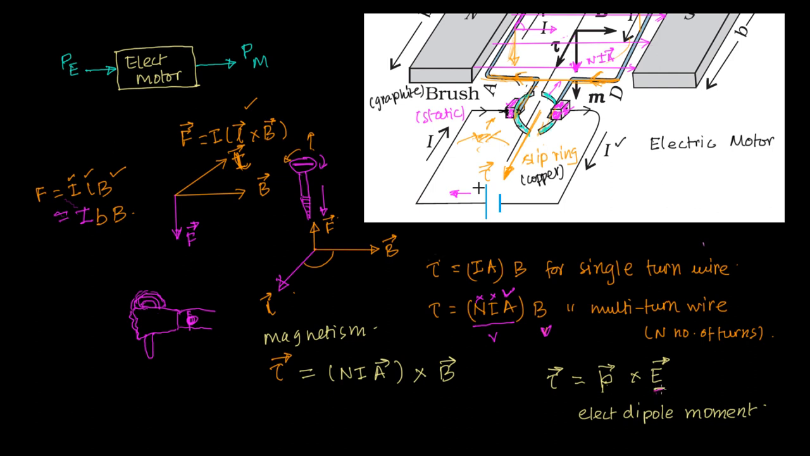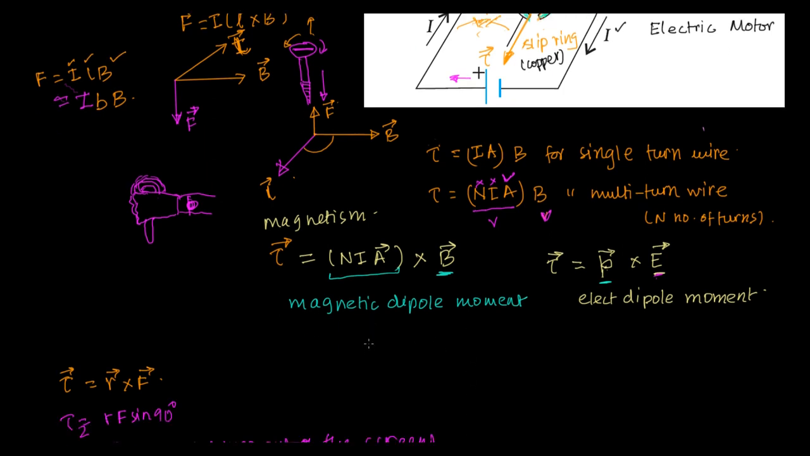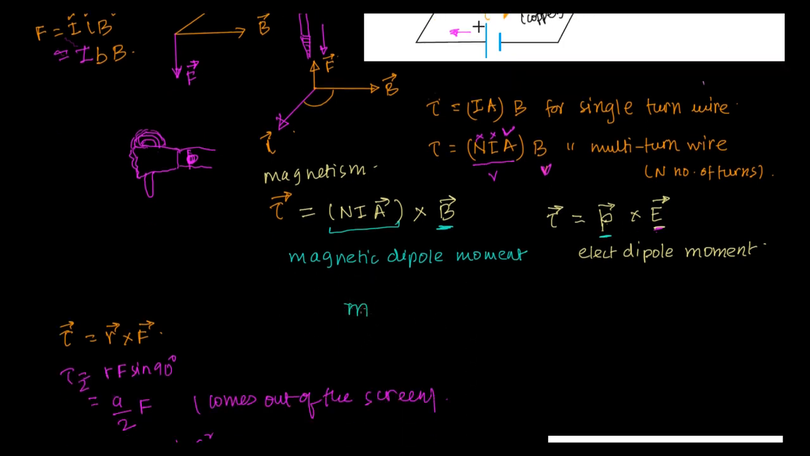So if this is the electric field, then I have a magnetic field here. Whatever this is, my electric dipole moment, then I should call this the magnetic dipole moment. Is it not? And this I decide to name as M. So M cross B. Now the things are complete. Tau is M cross B. Correct? And this NIA becomes my magnetic dipole moment.